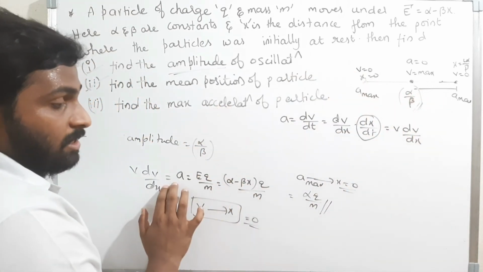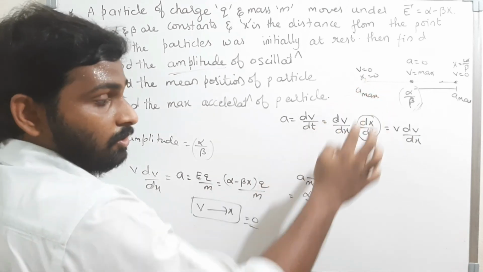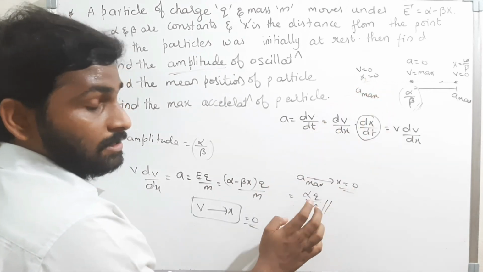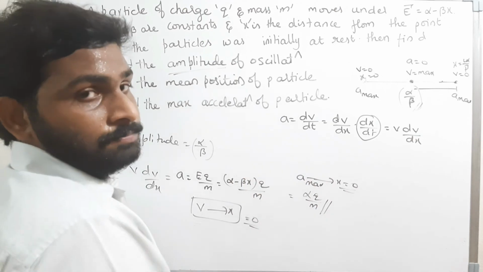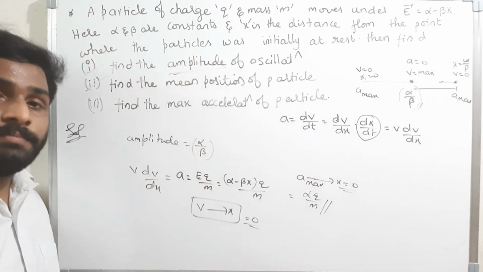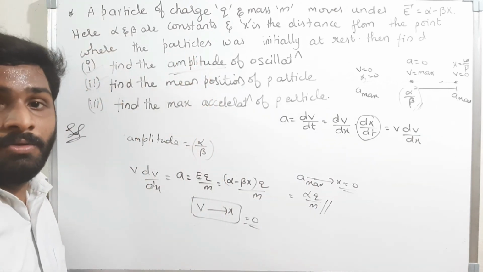Maximum acceleration: acceleration is maximum when x is equal to 0. Keep x is equal to 0, you will get the maximum acceleration as alpha q by m. You got all the three quantities. I think the question is clear. Okay, now we will see the next question.